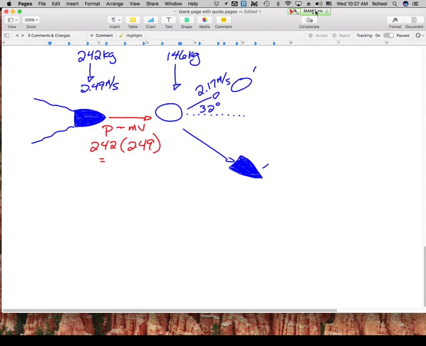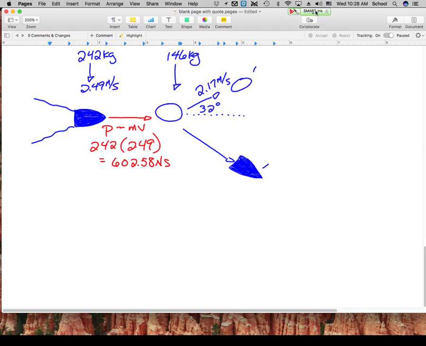So the total momentum we had before the collision, 602.58. So we have 602.58 Newton seconds of momentum before they collide. Correct? Yes. Now, how much momentum does this buoy have after it collides?